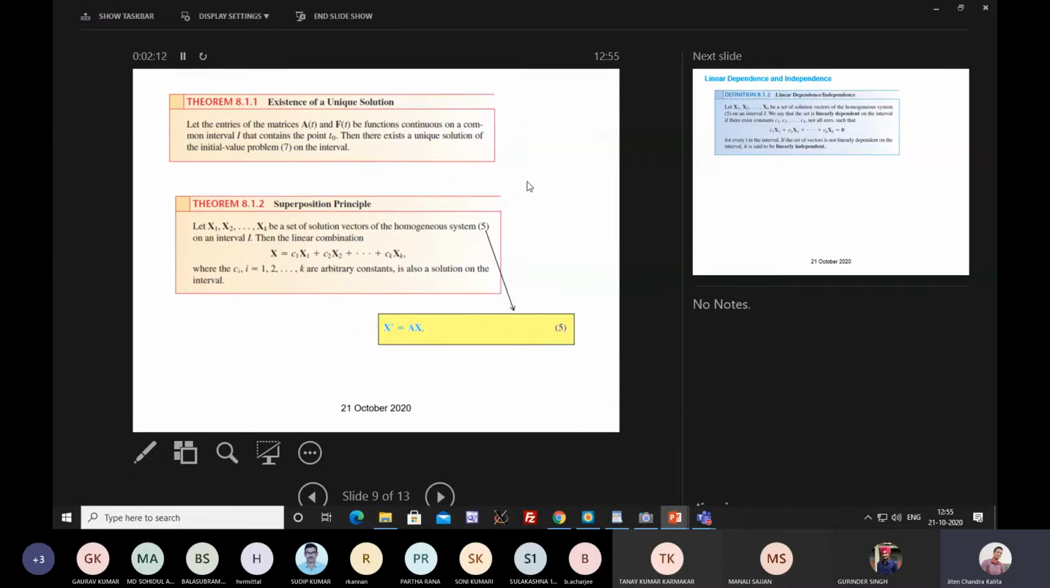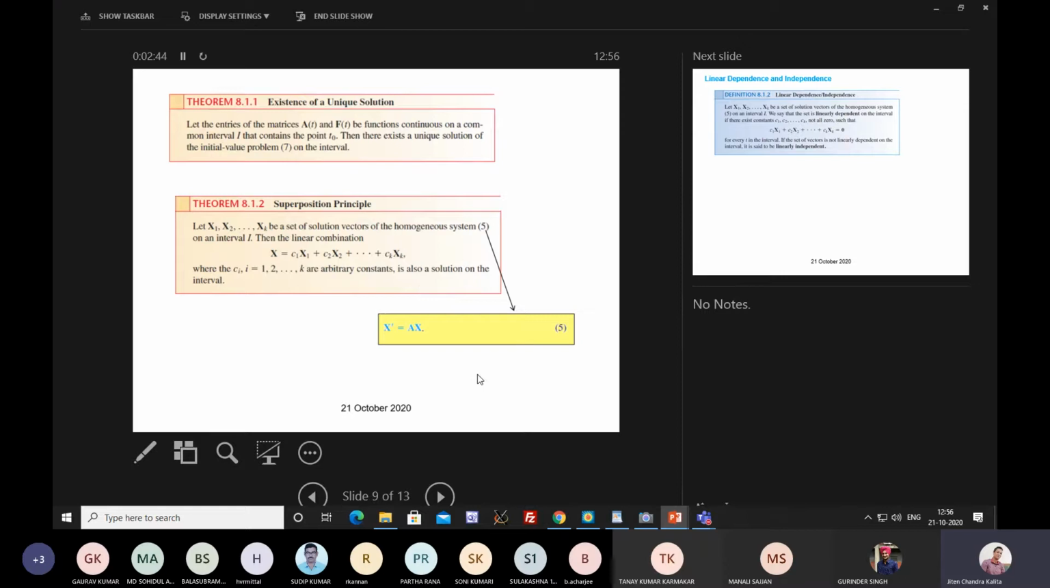If the vector F(t) on the right hand side is 0, then what happens to your system of equations? It reduces to a homogeneous system, right? So what we say is that this is the homogeneous system 5. So if x1, x2 up to xk be a set of solution vectors of the homogeneous system 5, then their linear combination is also a solution. You already know it. Is it okay?